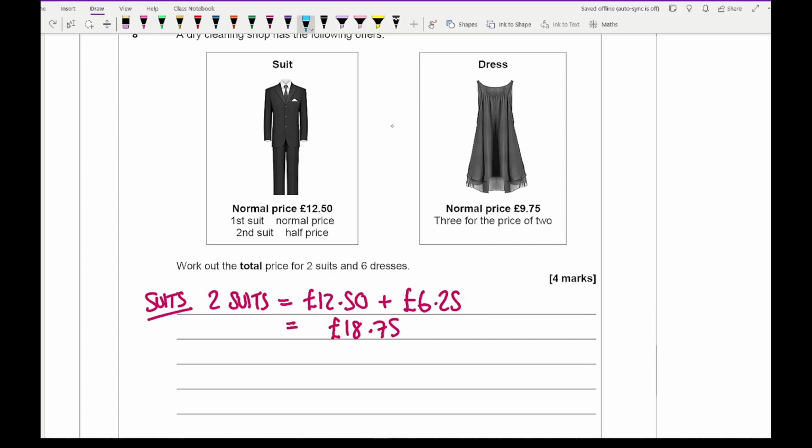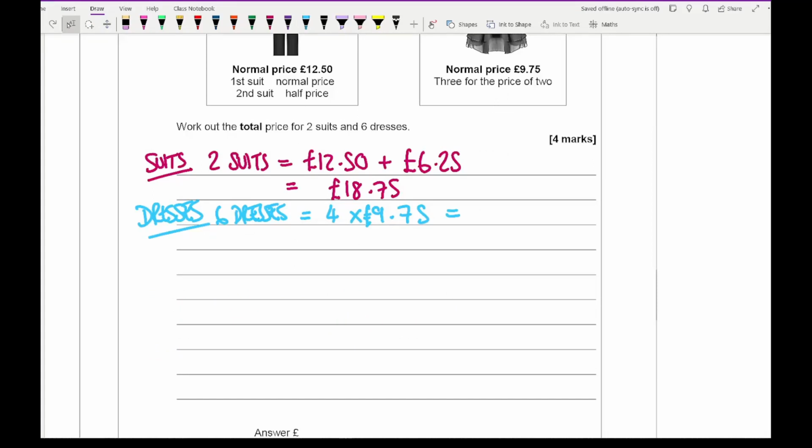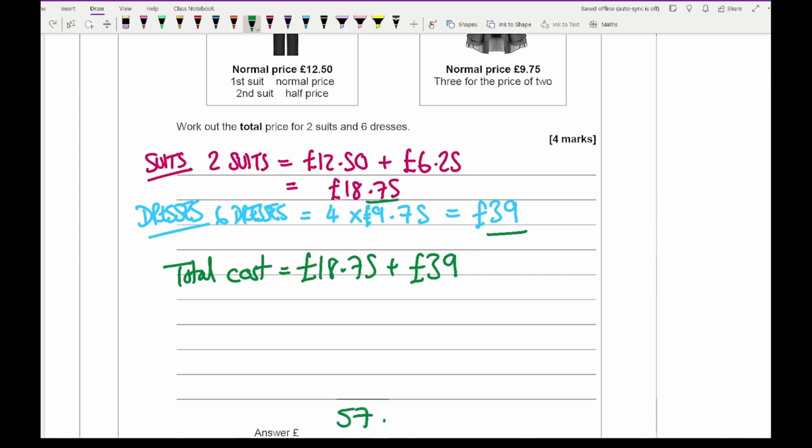£18.75. Now, for the dresses, we've got 6 dresses. Now, the offer is 3 for the price of 2. So how many 3s go into 6? That's going to be 2. So really, I'm only going to be paying for 4 full price dresses dry cleaning. So here we've got 4 times £9.75, and that comes to a total of £39. So then the total cost is going to be £18.75 plus £39. So we're just adding those two amounts up, giving us a total amount of £57.75.